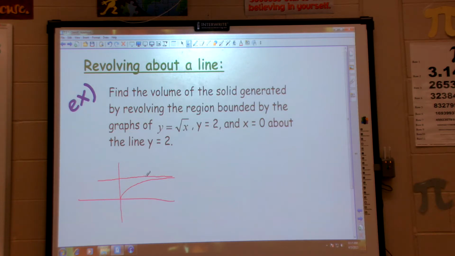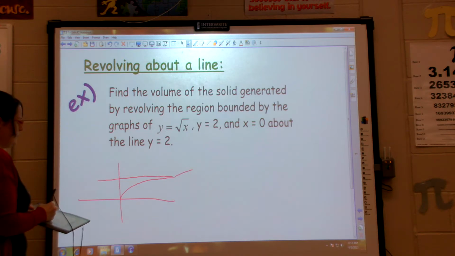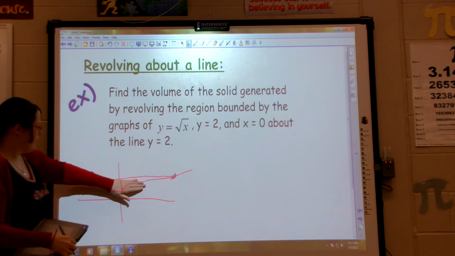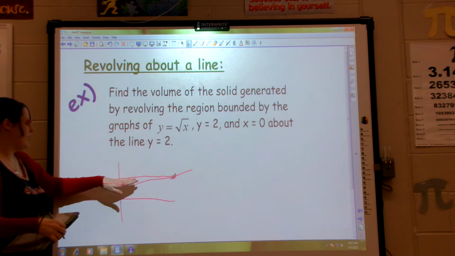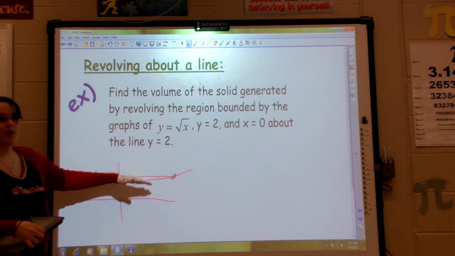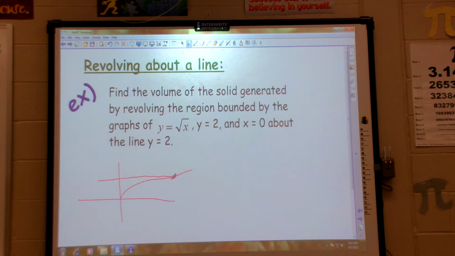So when I revolve it, and yeah, these do meet here down eventually, right? I'm revolving this way. Not around the x-axis, not around the y. Revolving about the line y equals 2. Okay, so our picture is not bad. Do I have any holes? No. It's a nice, neat solid.